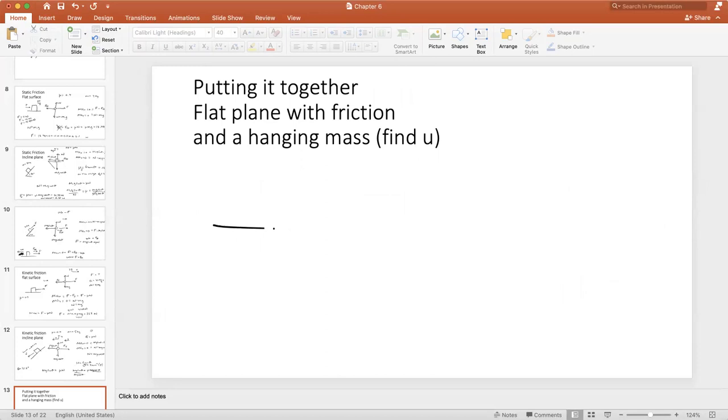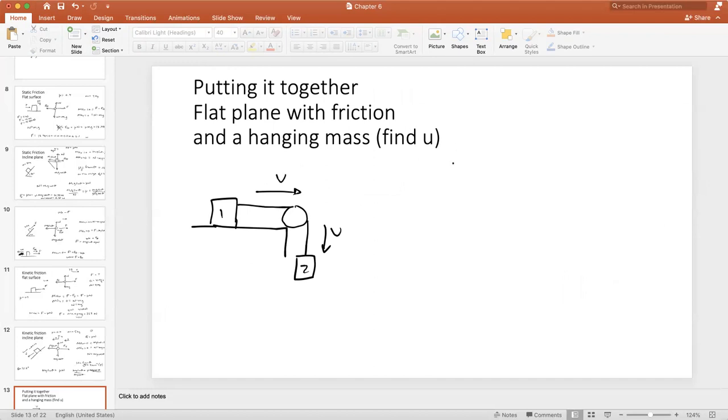So a flat plane, and we have some pulley, and we have some mass 2, right? And then we have some mass 1. And what's happening here is mass 1 is being pulled that way. Mass 2 is accelerating down. So we're moving. We're not starting from rest. We're moving so that we can have kinetic friction. So there's some velocity. It's headed right.